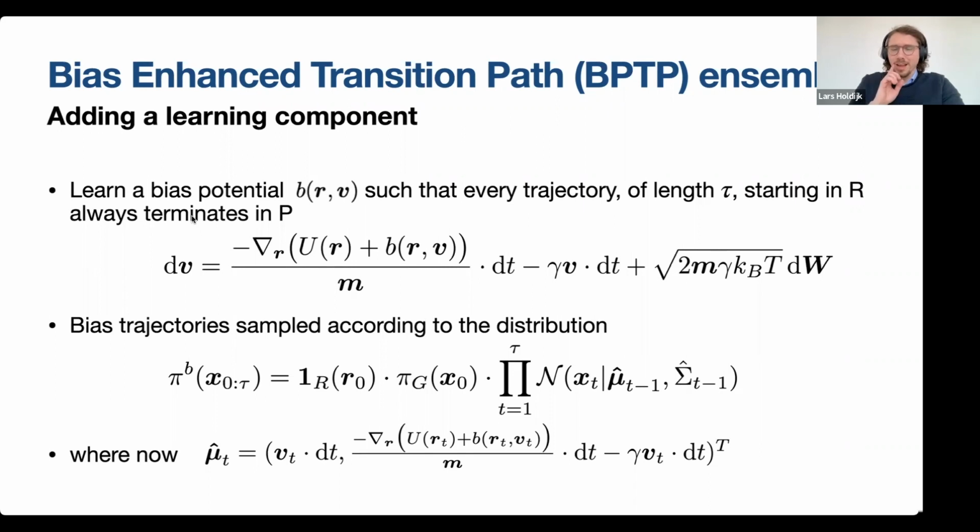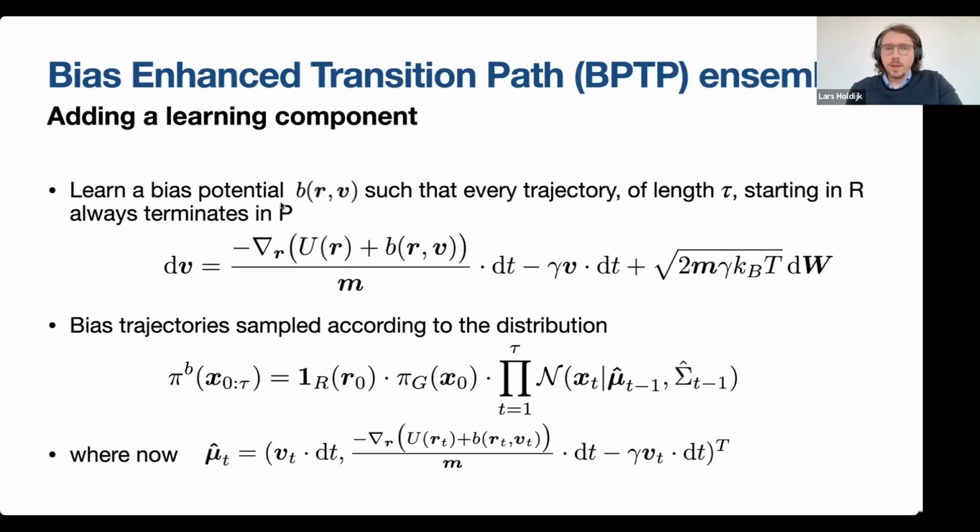And quickly, I need to specify this because otherwise you're never going to understand it. This bias potential B is going to be learned such that if we sample an initial point in our initial set of states of interest, then with this bias potential B here, these trajectories should always terminate in our target set. So that's how we will learn this bias potential B. That's what we want to learn with it.